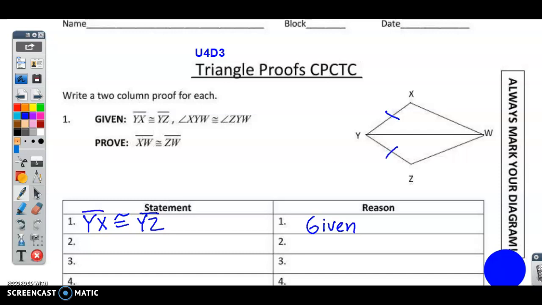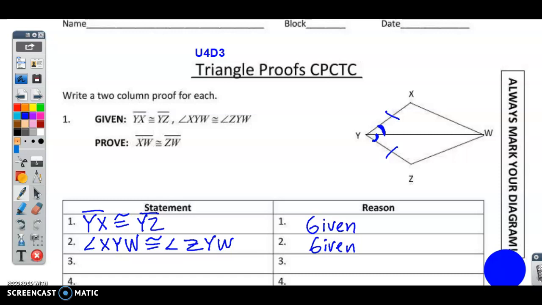I forgot my little bar here. Okay, perfect. Let's look at the second piece of information, and that is angle XYW, this angle right here, is congruent to angle ZYW, this angle right here. And why do we know that? The reason is it's given.